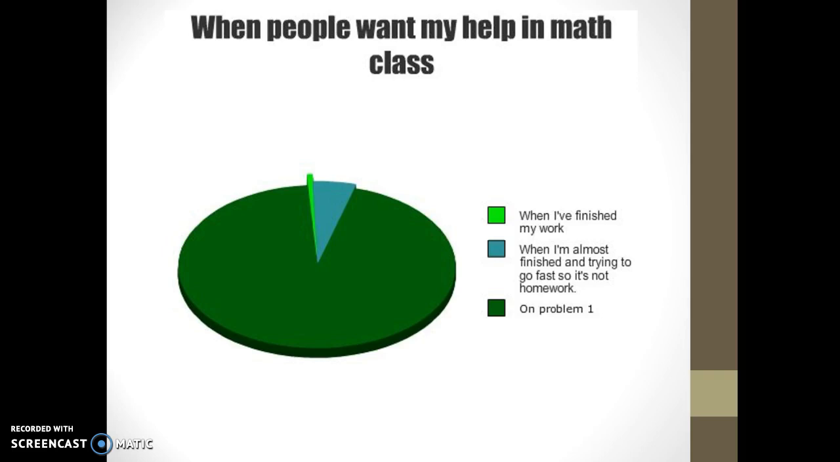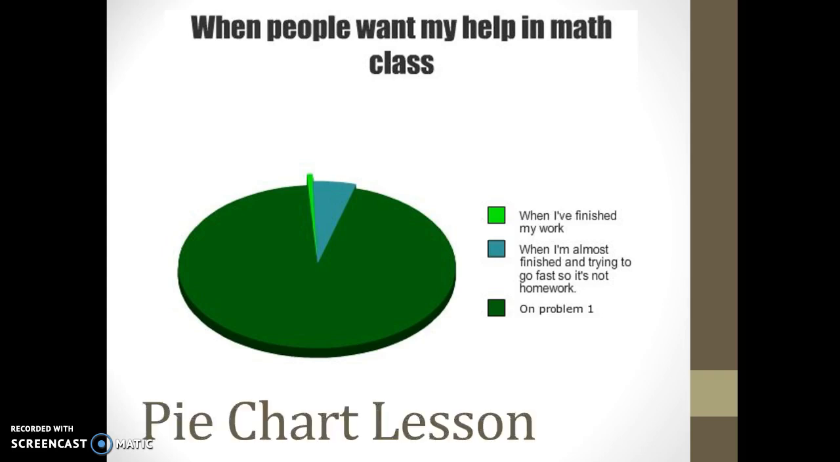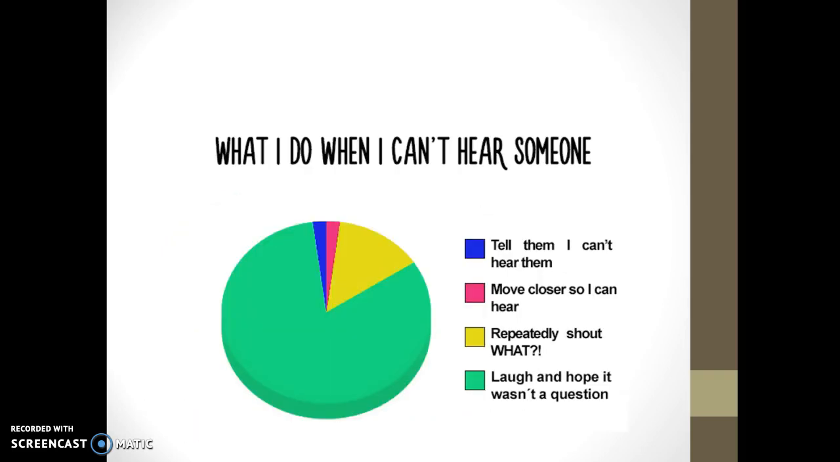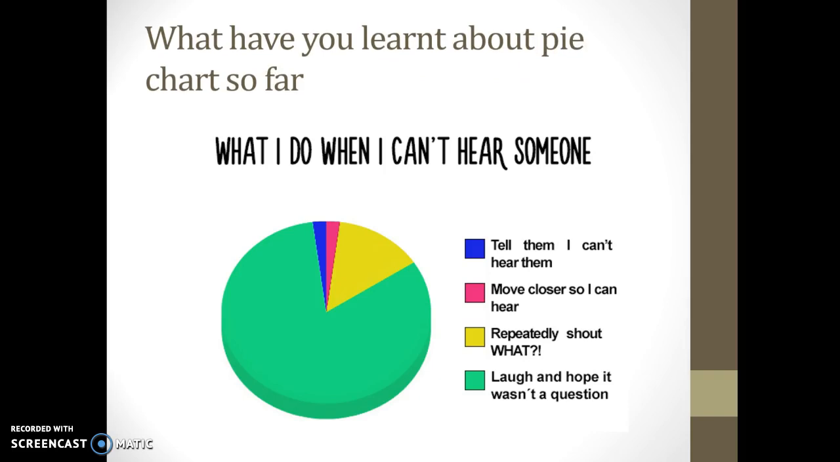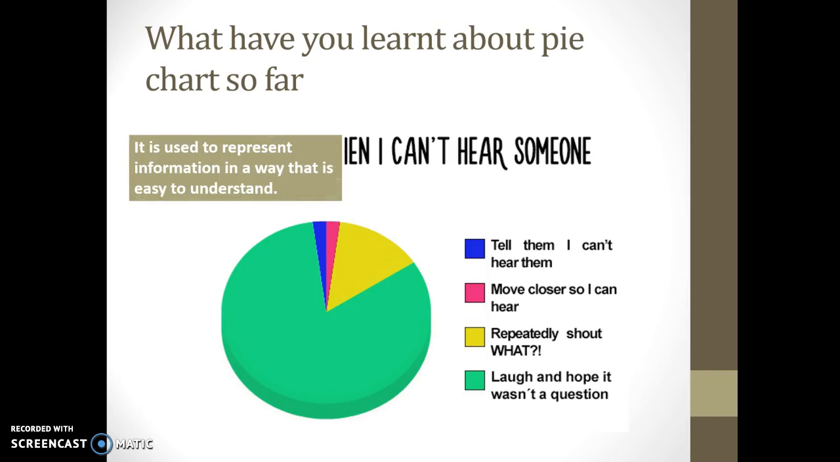Okay? Now, of course, you know what we're going to do now, right? We're going to work on pie charts. Great. Let's take a look. So what have you learned so far about pie charts? I believe you learned that it's used to represent information in a way that's easy to understand. A pie is in many pieces, and each piece represents a certain amount. And the bigger the piece, the more it represents.